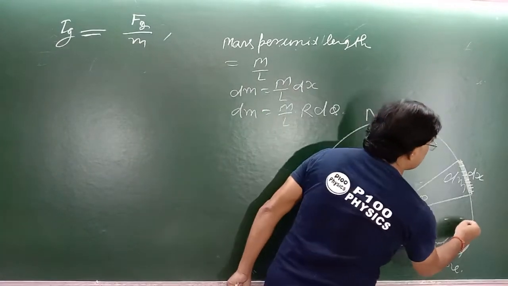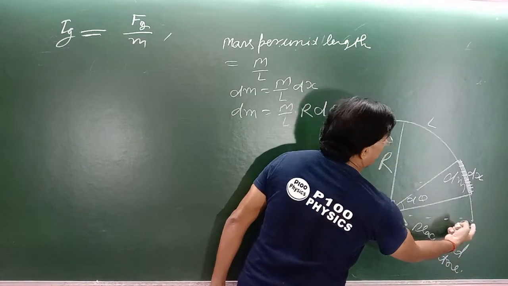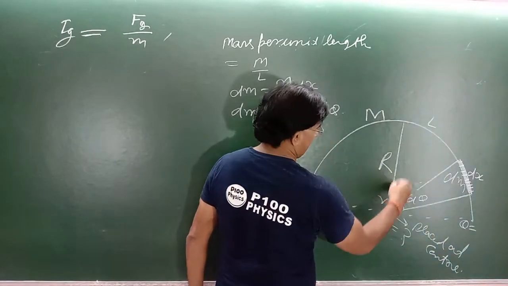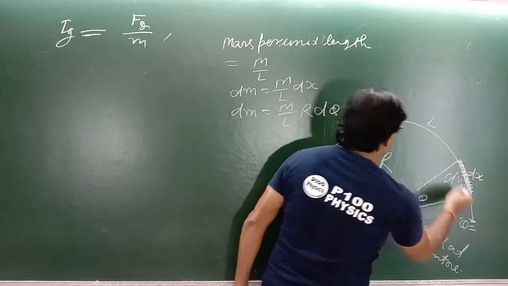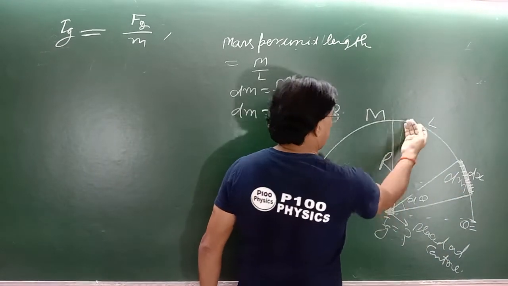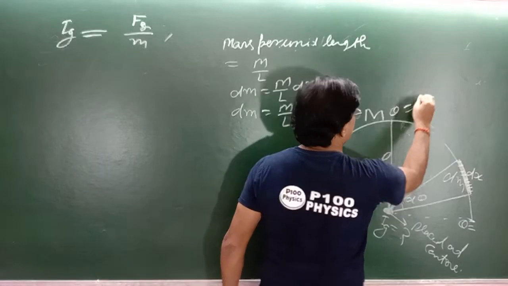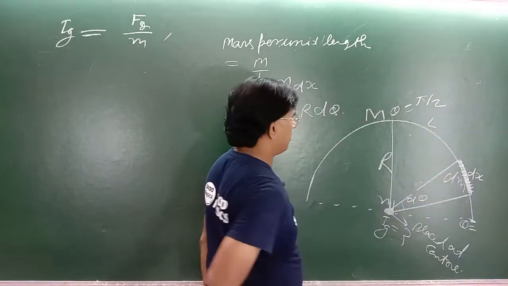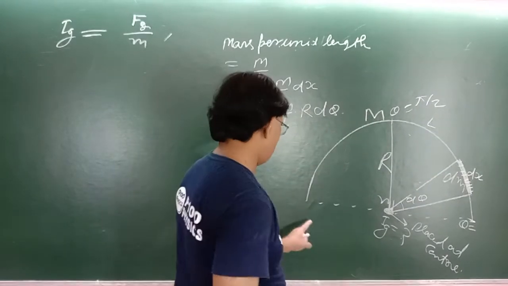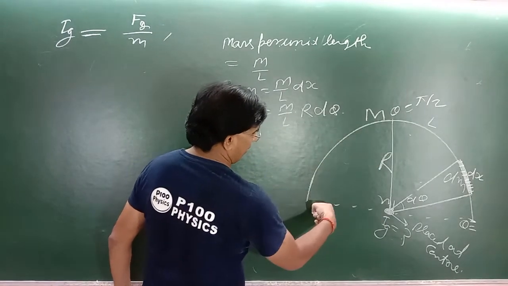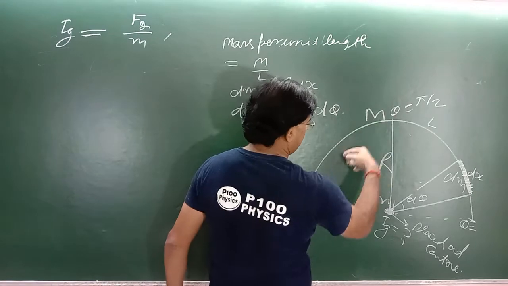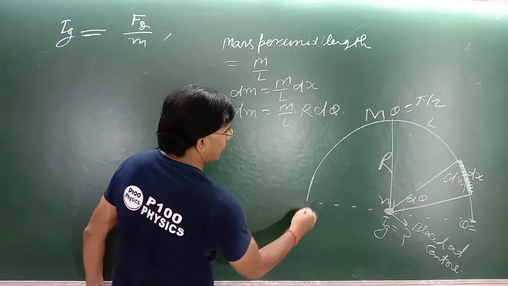The limit of theta is taken from here to here, vertical, then here the theta will be pi by 2, and again from pi by 2 to here, this quadrant, the angle of this quadrant will be from pi by 2 to pi.